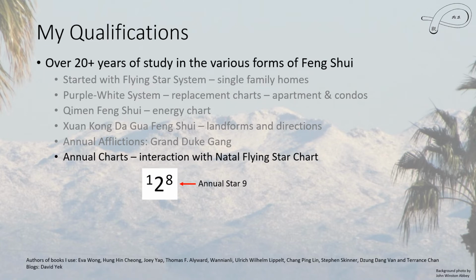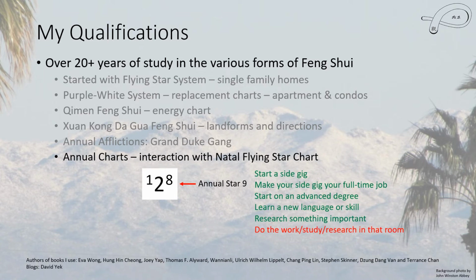But that year, when the annual star 9 enters there, it's a very good year to start something big. You don't have to finish it in that year, but you want to start it that year, because if you do, your chances of success are greatly improved. And what I mean by starting something big, I mean something like starting a side gig, especially if you've been thinking about one for a while. You can make your side gig your full-time job if you've been thinking about it.